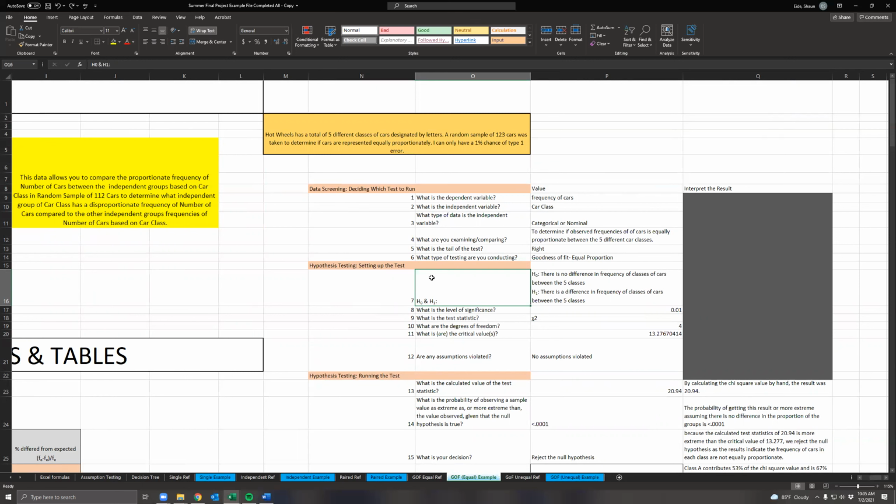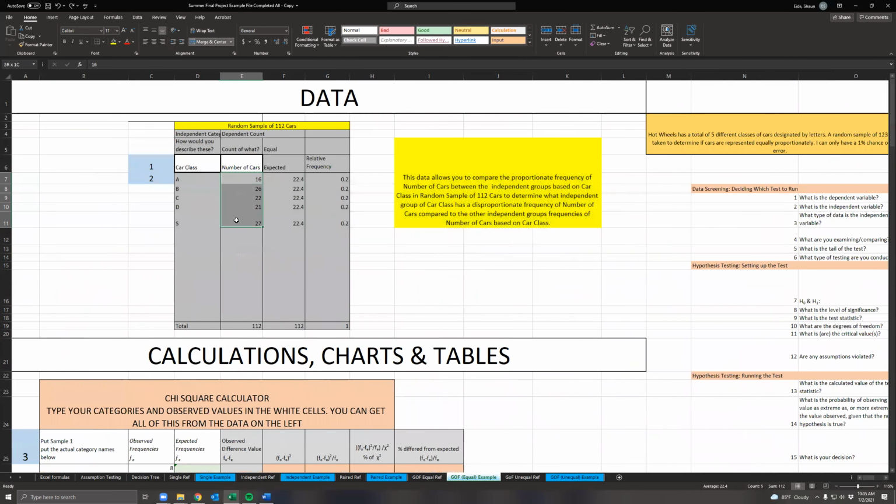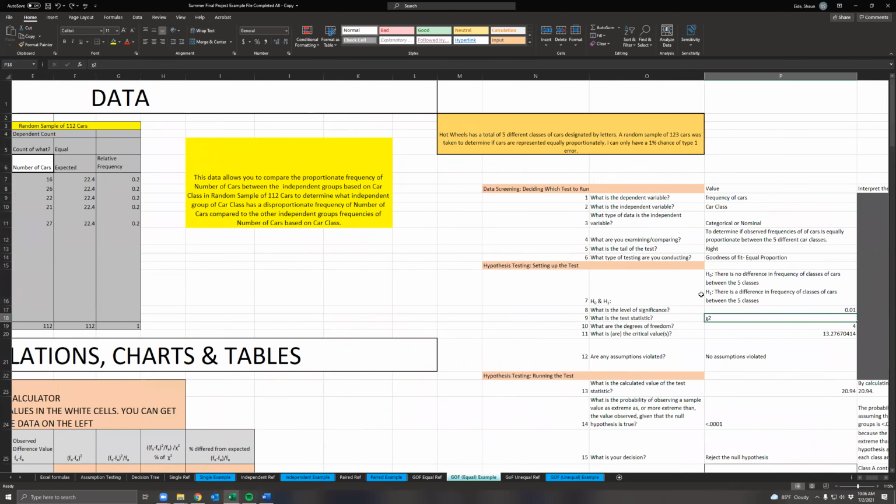The null hypothesis is there is no difference in the frequency of classes of cars between the 5 classes. So in other words, there is no difference in these 5 frequencies. And the alternative hypothesis is there is a difference in those 5 classes. Okay. Next, what is the test statistic? It's always going to be chi-squared.